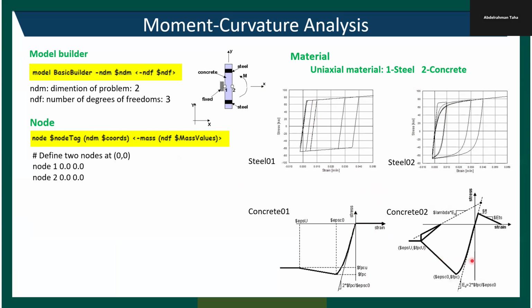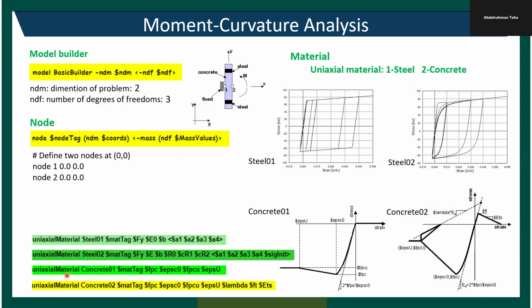Concrete02 is a little bit more complex. In addition to simulating the compressive strength of concrete, it also gives us the ability to simulate the tensile strength by introducing these additional parameters. Ft, the tensile strength, and Ets is basically the stiffness in this unloading part of the tensile part of the response of the concrete material.